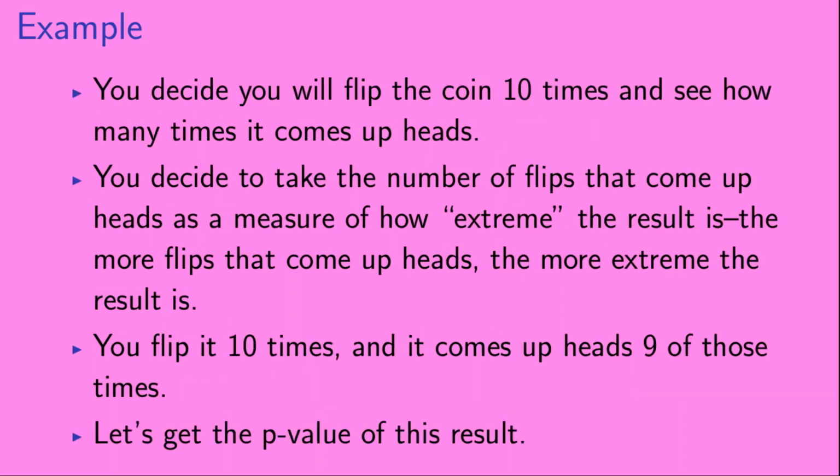You decide you will flip the coin 10 times and see how many times it comes up heads. You decide to take the number of flips that come up heads as a measure of how extreme the result is. The more flips that come up heads, the more extreme the result is. Okay, you flip it 10 times, and it comes up heads 9 of those times. Let's get the p-value of this result.